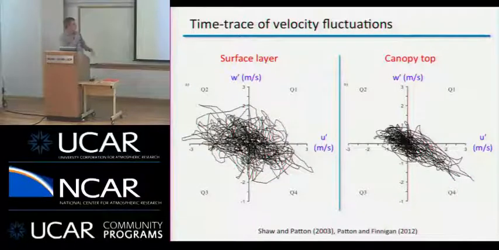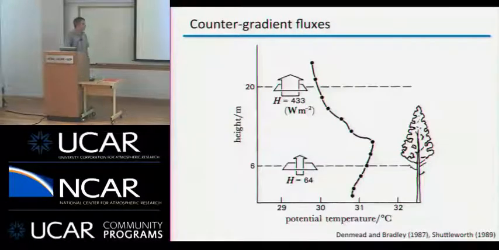So this is downward moving fluid bringing high momentum fluid down into the trees, versus slow moving fluid being ejected out of the trees at the top. And so there's a distinct difference between what happens well above the trees and what happens right at the top of the trees from these sorts of measurements.